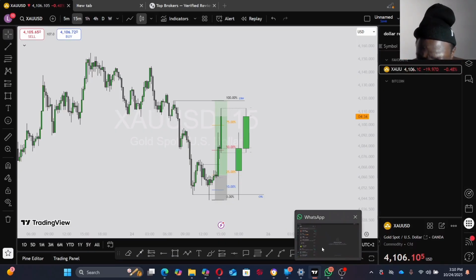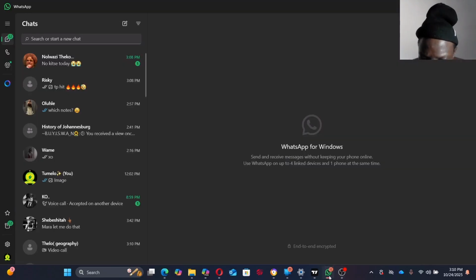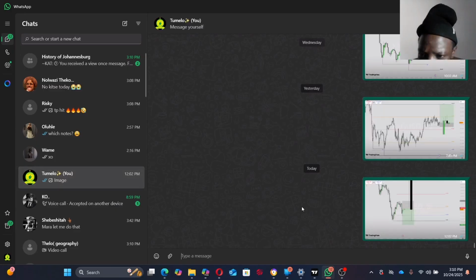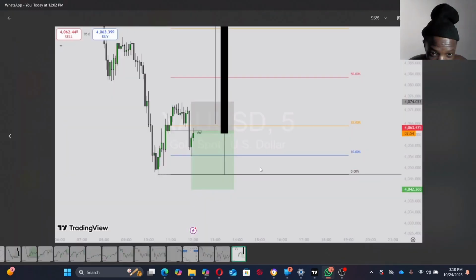So let me go here on WhatsApp and start with the bad news. I'm sorry. So the bad news is I took this trade and I closed on break even because of TradingView and my Funded Next account.